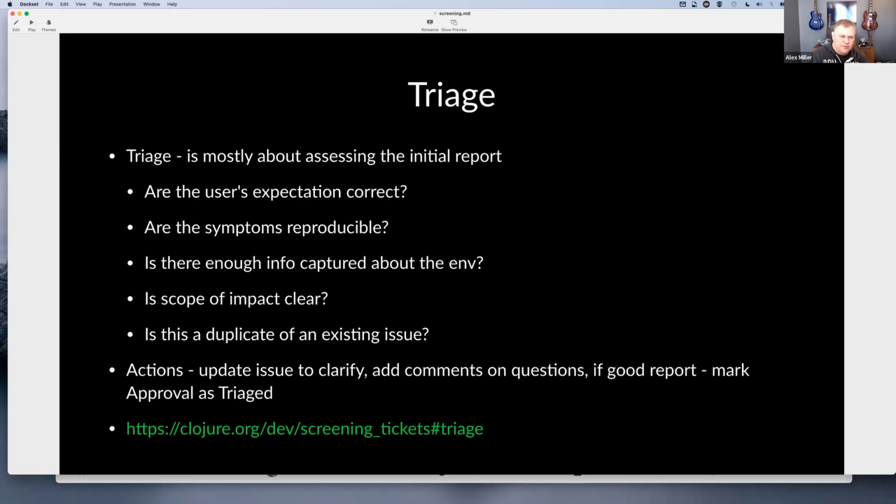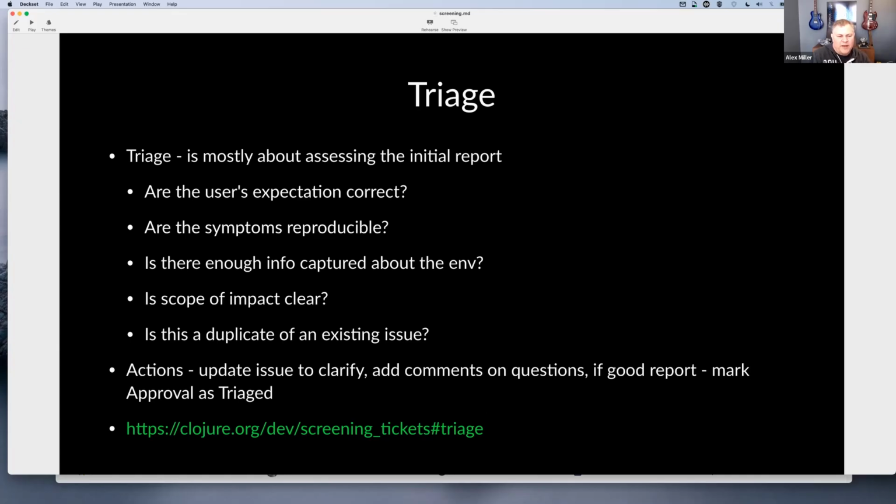Are the symptoms reproducible? Can you reproduce it on your own system? It's often useful to capture the version information about where it's happening. And if you can check older versions, see when it started happening. If you can bisect to that, sometimes that's useful.